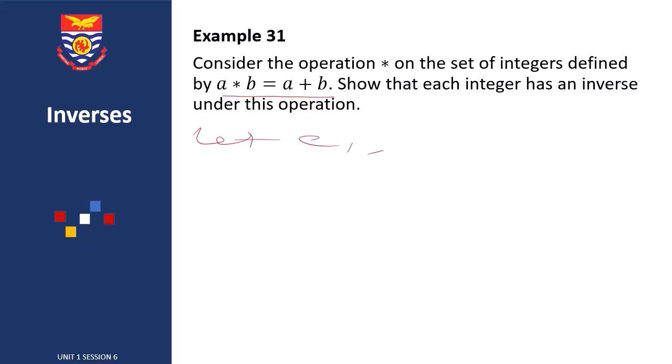So you let E1 be the left identity element, E2 the right identity element. By calculation, you get E1 equals E2, and when you solve it, you get 0. The identity element is 0. Once the identity element is 0, we are free to find the inverse.